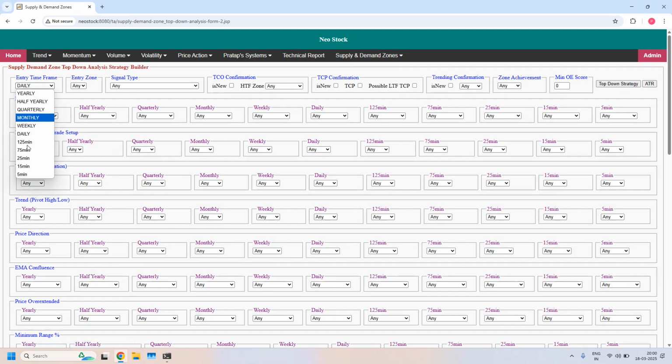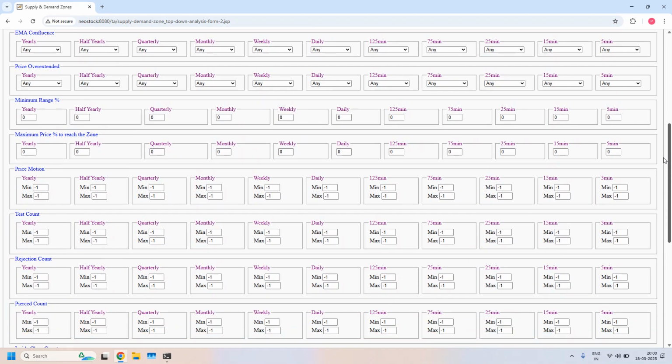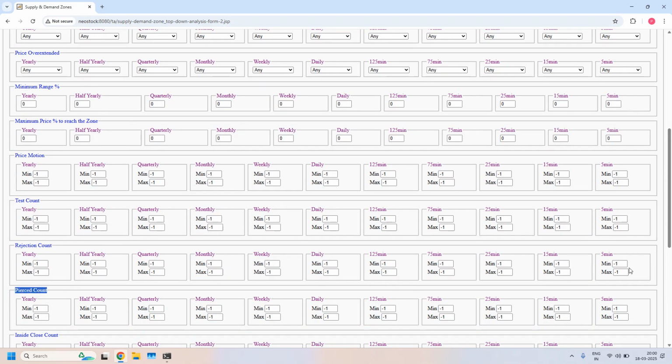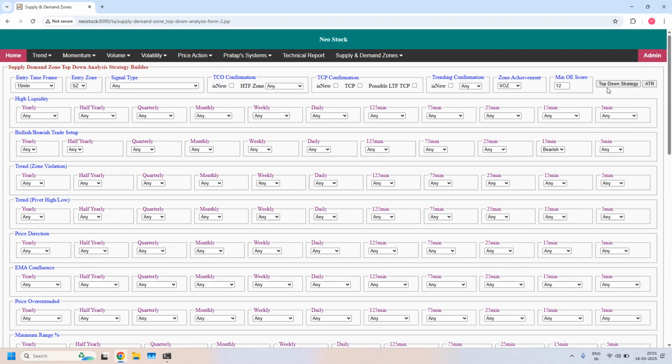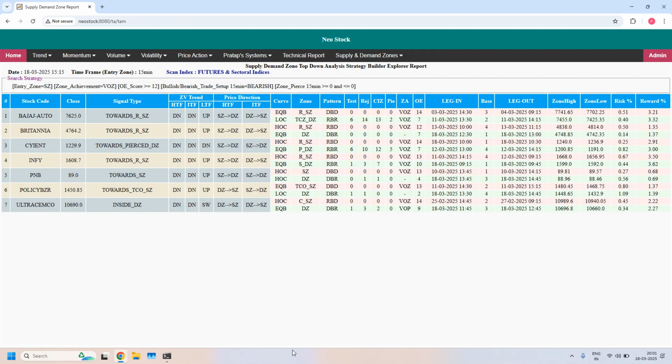Next, bearish trade setup for daily income trade. Entry time frame is 15 minutes. Entry zone, supply zone. Bullish or bearish trade setup at 15 minutes. I'm selecting bearish. And zone achievement violated opposing zone. Minimum odd enhance score 12. And the 15 minutes supply zone should not be pierced. So in the pierced count at 15 minutes time frame, I'm selecting minimum value 0, maximum value 0. So with these filters, we got 7 stocks.